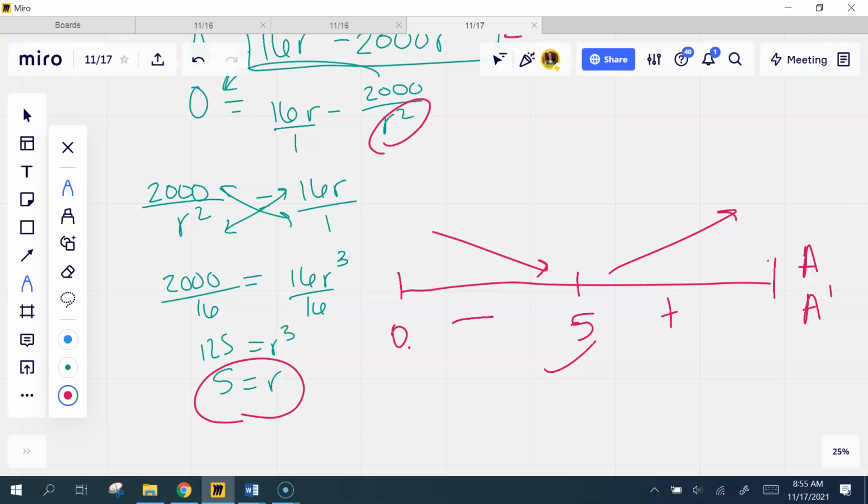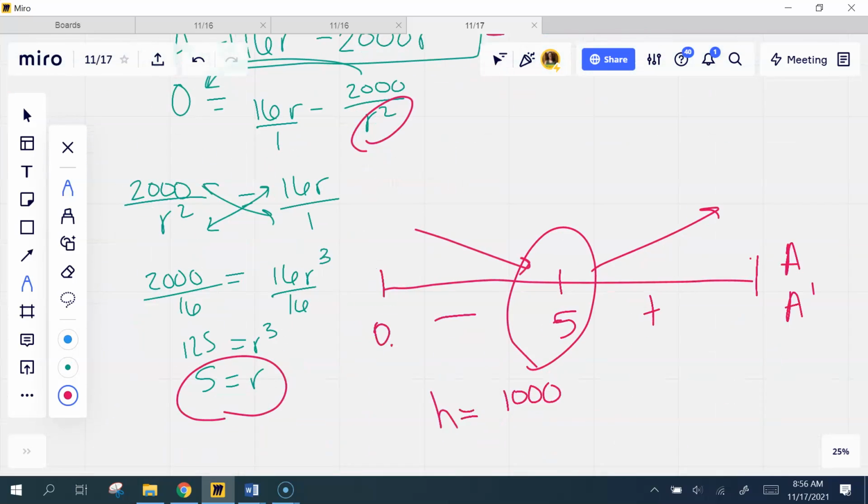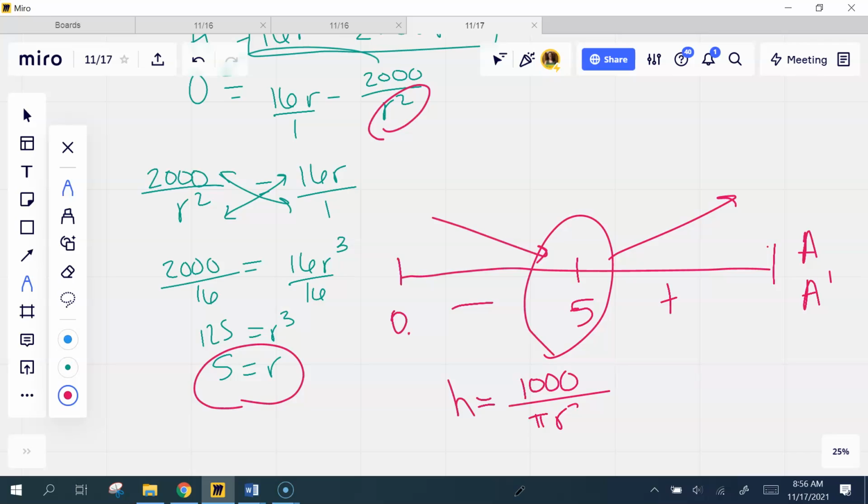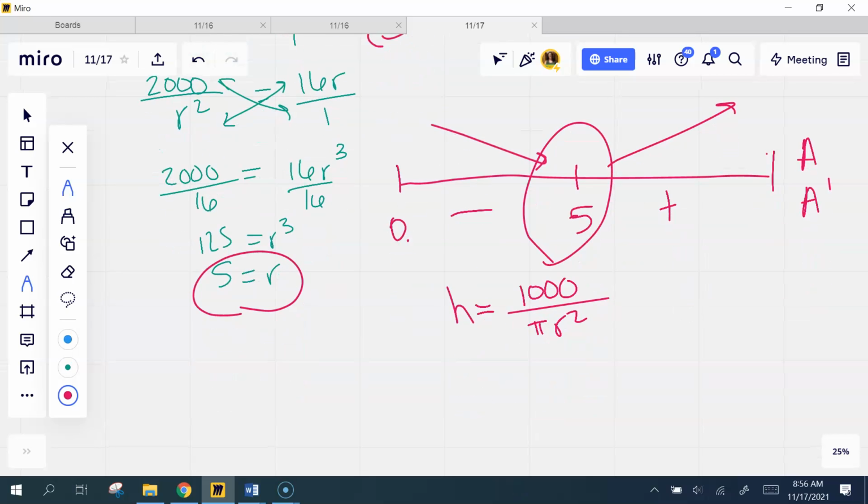So, here is my minimum value, right? So when R is 5, that's a minimum. Well, now my question is, when R is 5, what is H? That's what H is. If I need to find H, that's what it is. So I got 1,000 over, now simplify it, 40.